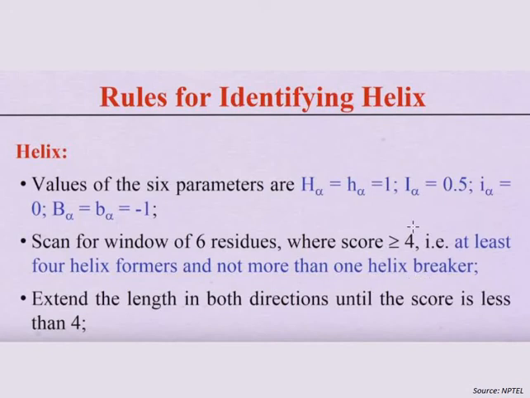So as soon as you have this score of greater than 4, then this site is called a nucleation site. After you identify the nucleation site, this window is extended in both directions until the score is less than 4. So you keep on extending the window and calculating the score until it becomes less than 4.